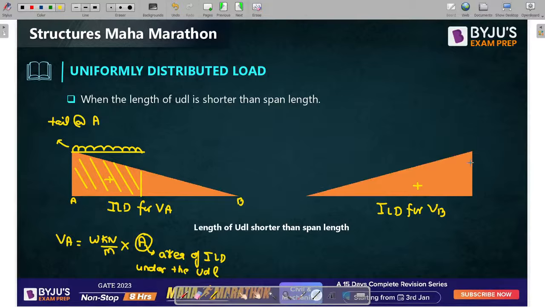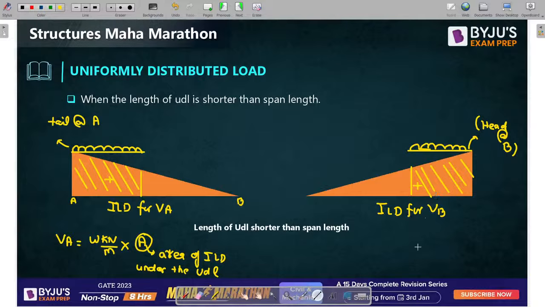Similarly, this is the ILD for VB. So can I say head at B? Head at B, then we are able to get the maximum area of ILD under the UDL. Please remember, in case of UDL, you have to multiply with the area of ILD. If you have point load, then you have to multiply the ordinate. Clear?